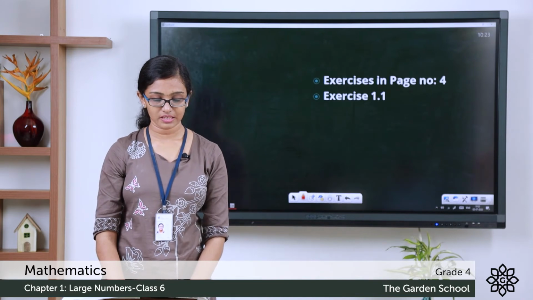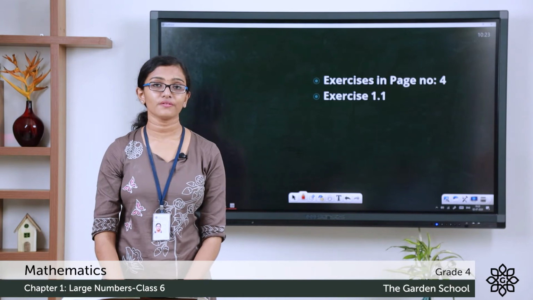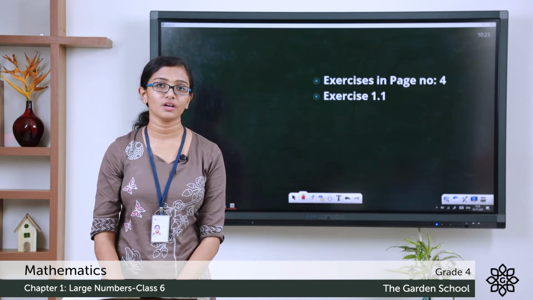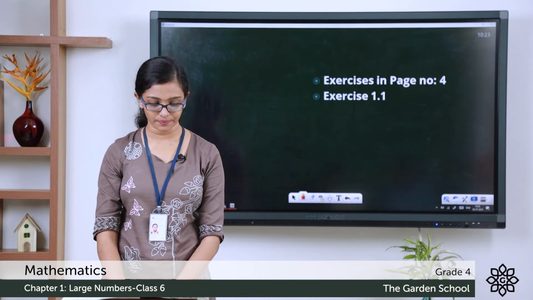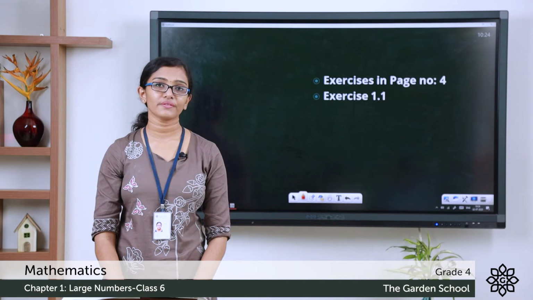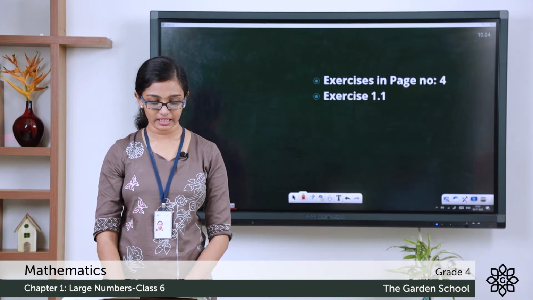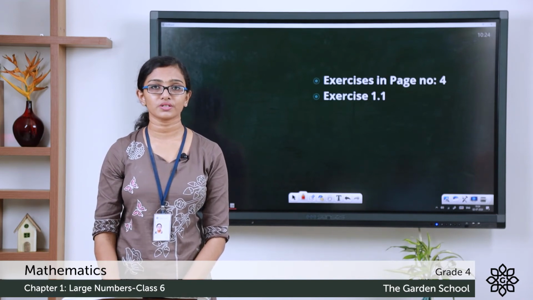Question C, 5 is in thousands place. So the place value is 5 thousands or 5,000. Question D, 5 is in 10,000s place. So the place value is 5 10,000s or 50,000. Question E, 5 is in lakhs place. So the place value is 5 lakhs or 5 lakh. Question F, 5 is in ones place. So the place value is 5 ones or 5.